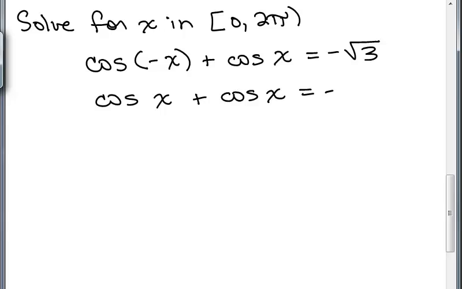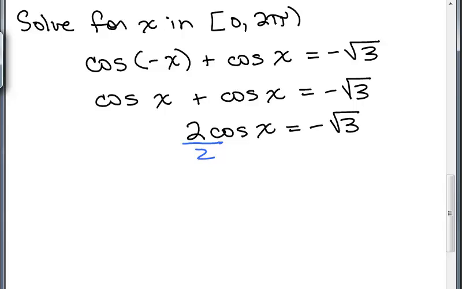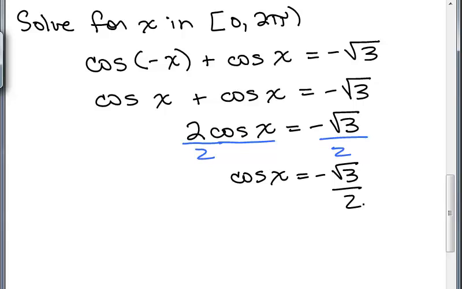plus cosine of x equals negative square root of 3. Now these are like terms, so I can add. So we have 2 cosine of x equals negative square root of 3. And then we could divide both sides by 2. So we're finding the solutions where the cosine of x is negative square root of 3 over 2.